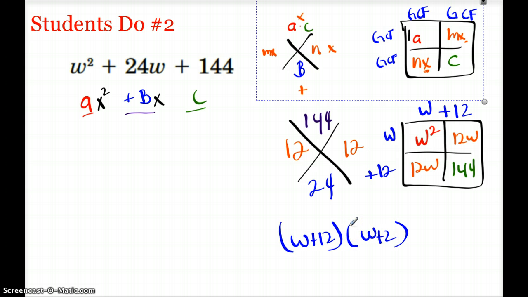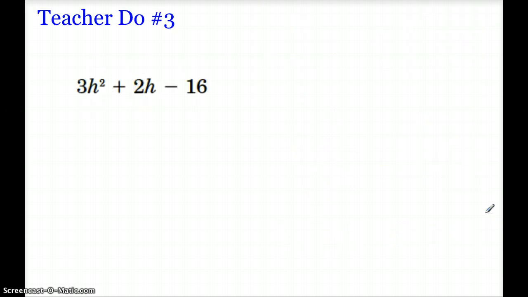Now, if they're the same like they are here, exactly the same, you can rewrite it as W plus 12 squared, because you have two of them. Okay. Now, this one's a little bit different. The key thing about this one is your A term is not a 1, unlike before. So let me show you what the work looks like, and I'll be right back.